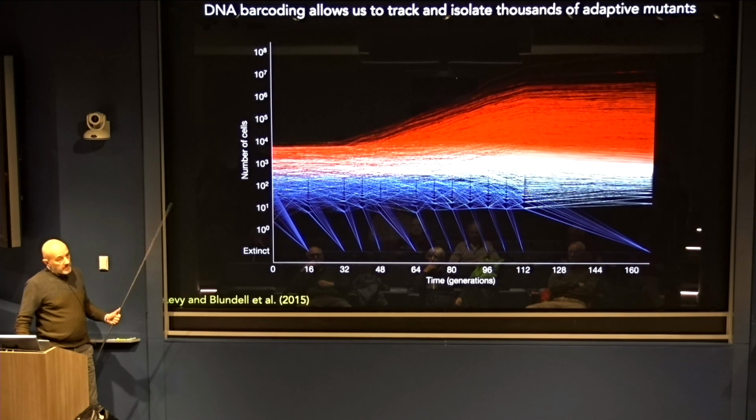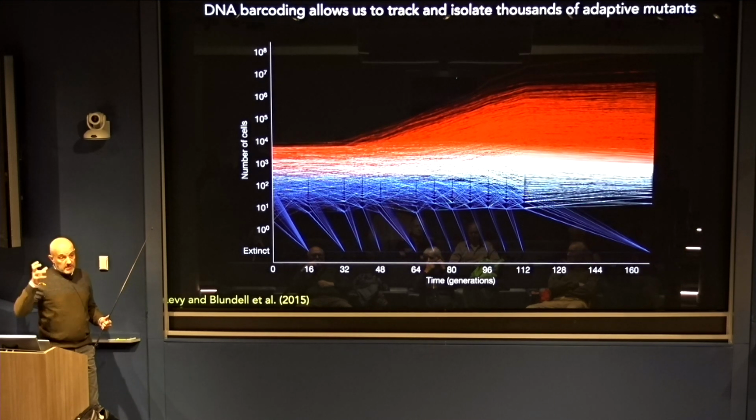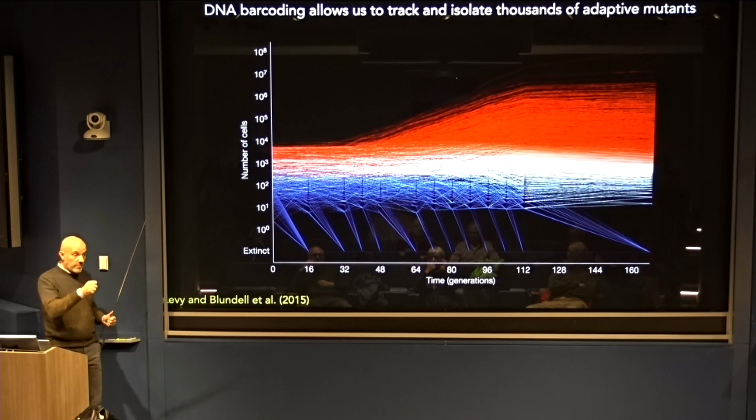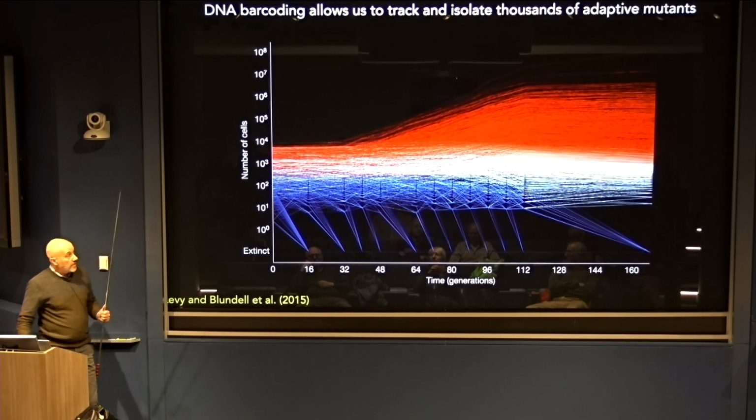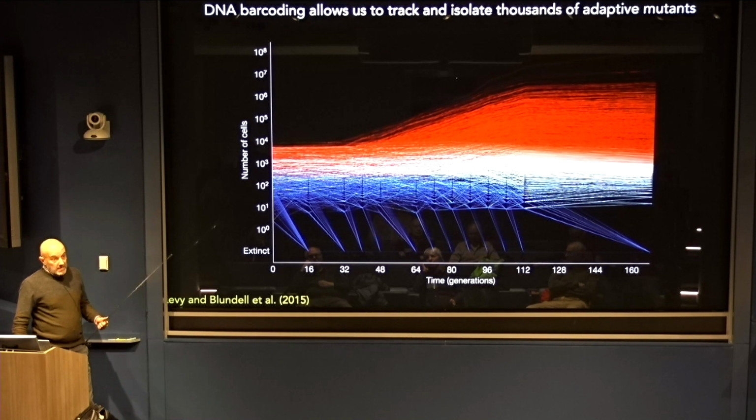So one, it was interesting to see that it's happening, but also it's a really beautiful system for generating a very large sample of adaptive events, because individual barcodes tell us that if a mutation happened in the background with a unique barcode, it must be a different mutation by origin. Therefore, we have a way to get a large number of adaptive mutations and study them.